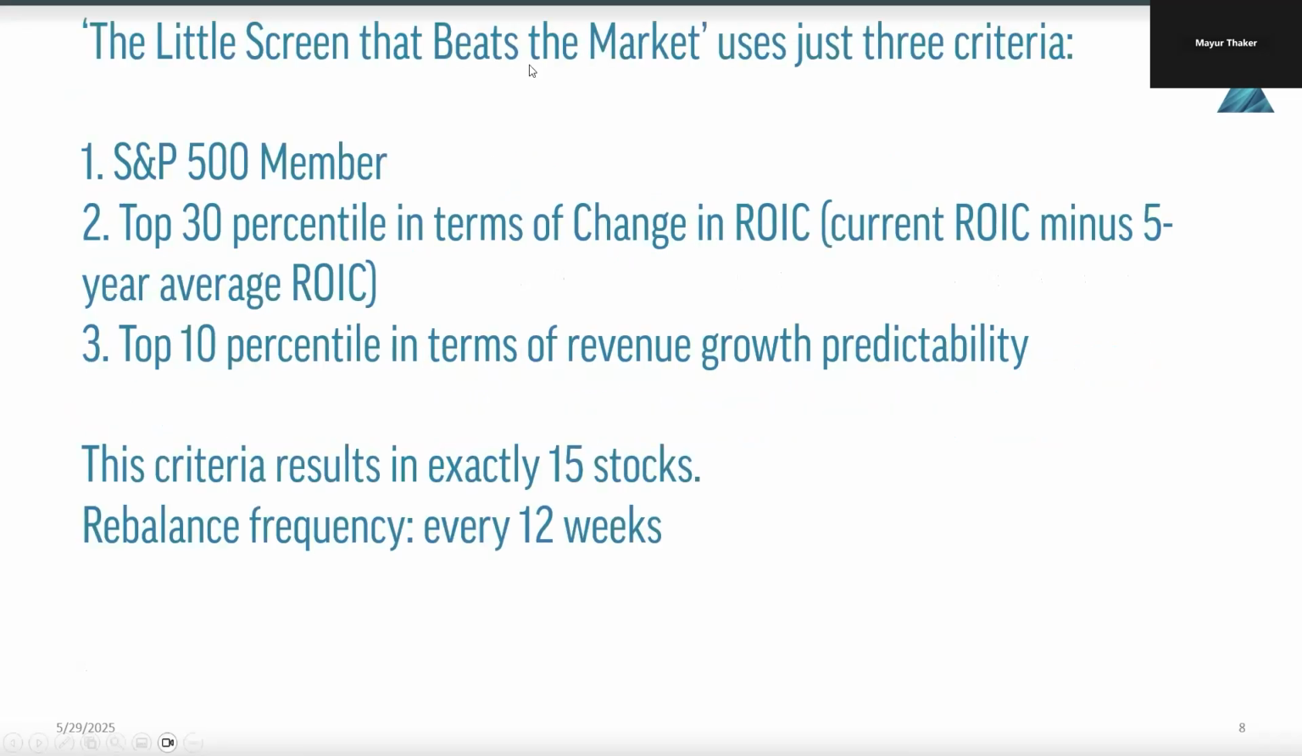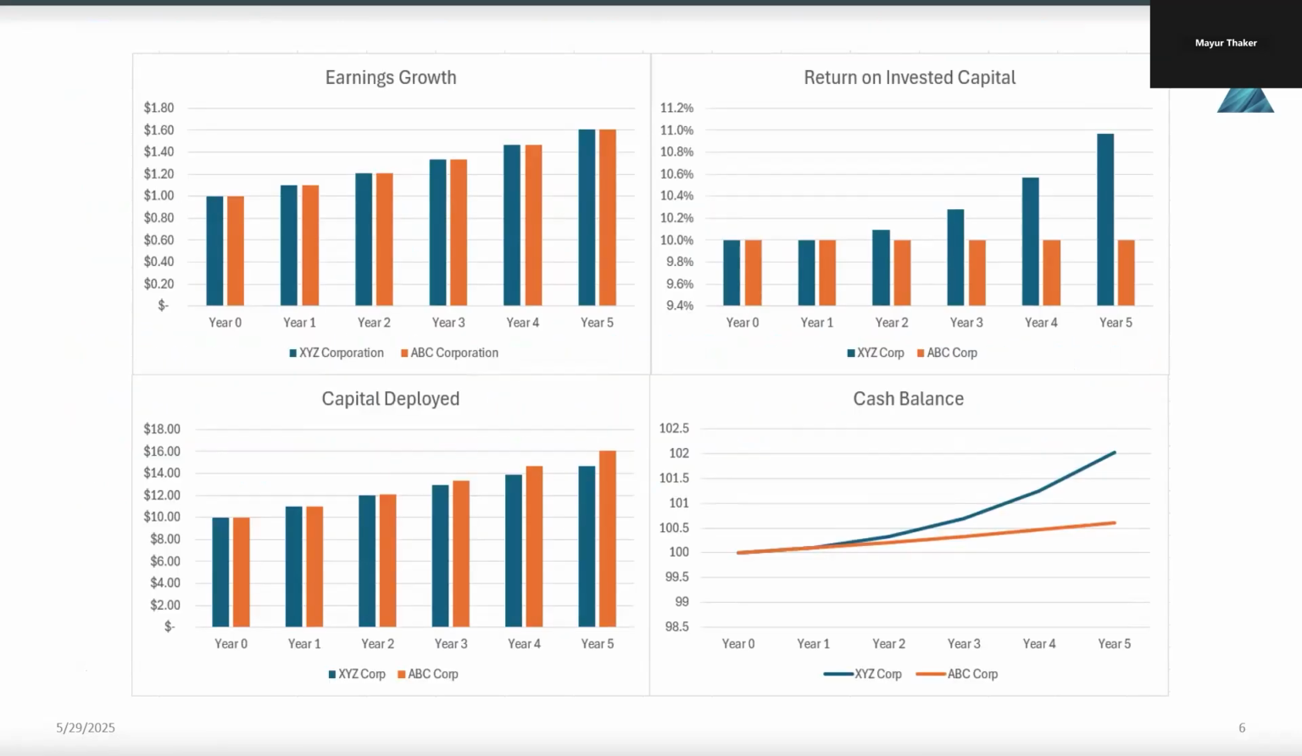So the little screen that beats the market, right? This is the little title that I gave it. It uses just three criteria. Number one, it has to be an S&P 500 member. Number two, from those 500 companies, we want to find the top 30 percentile in terms of the change in ROIC. So going back to this, we're looking for companies that have something like XYZ, where you can see that the ROIC is growing over time.